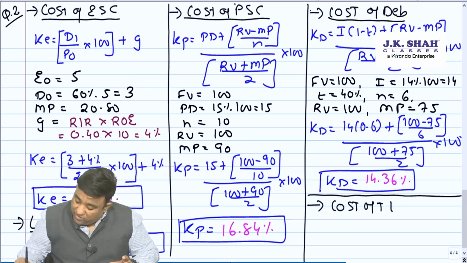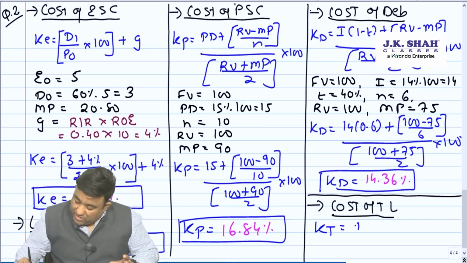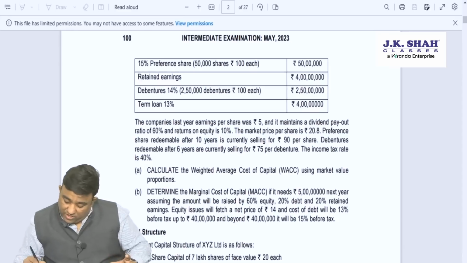And last but not the least, by default we need to compute cost of term loan. Student, very exclusive example where all the 5 short sums are covered back to back. It is I1 minus T, and check out, the interest rate of term loan is 13%.